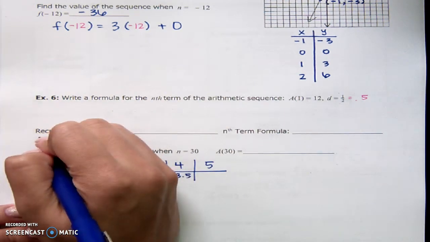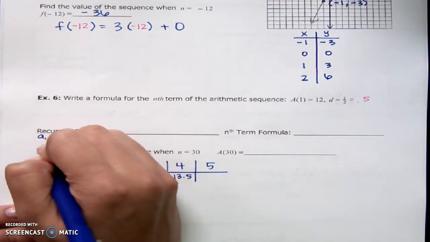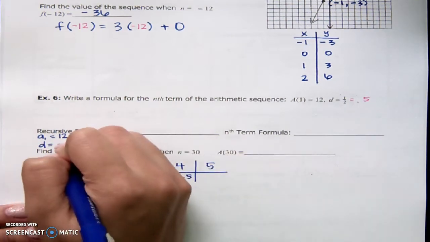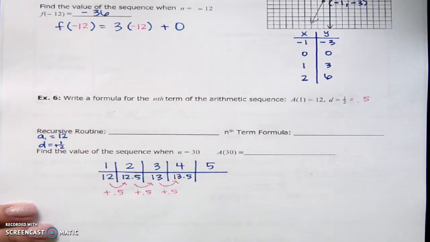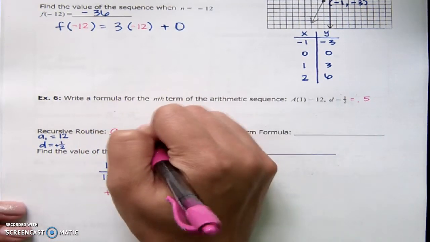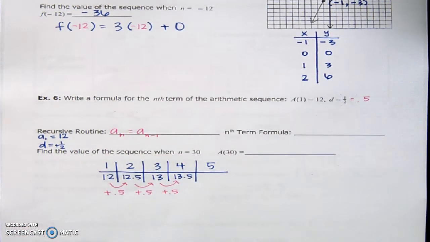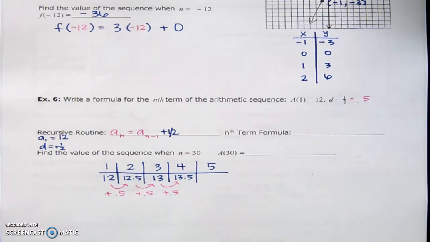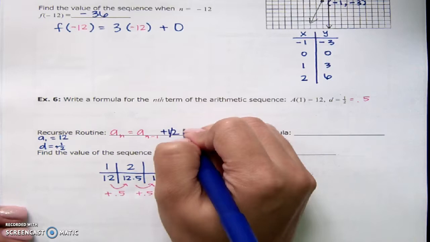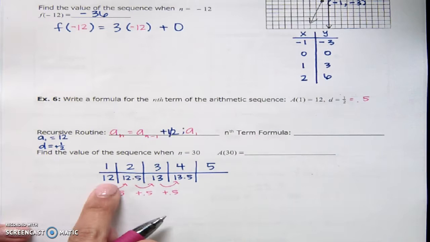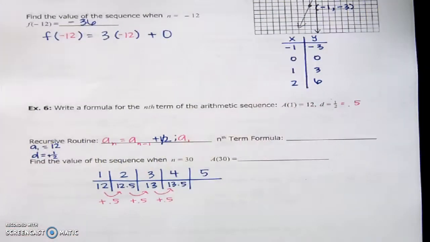For the recursive routine, we need a sub 1 and d, which we already have. A sub 1 is 12. The common difference is plus 1/2 because it's positive. So I can write my recursive routine already. A sub n equals a sub n minus 1 plus 1/2. That's a fraction. And then my first term is 12. And that's what they told me up here. Equals 12.